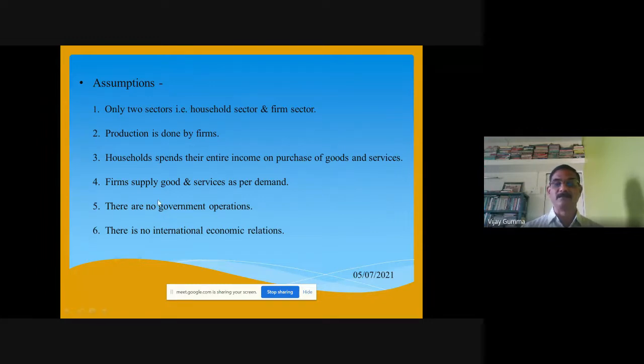Fourthly, firms supply goods and services as per the demand made by the household sector or the consumers in an economy. Fifthly, there are no government operations. It means the government does not undertake any economic activities such as production of goods and services, sale of goods and services, etc.